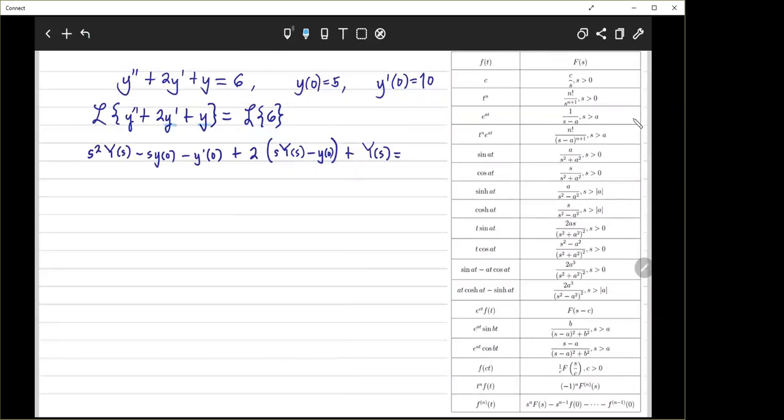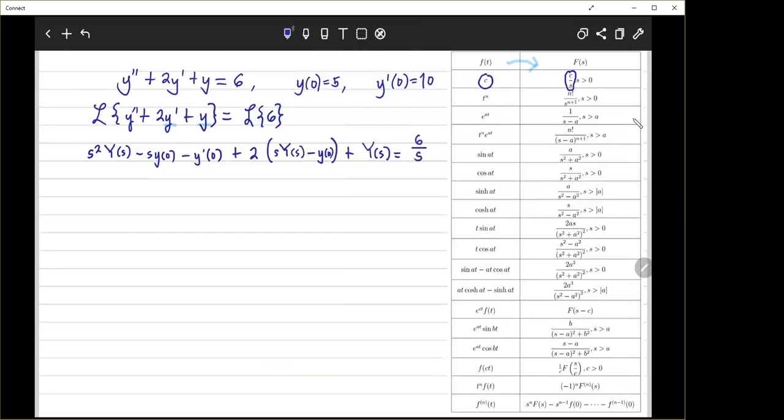So for step 1, we're looking at the table from the left column to the right column. We look for an entry that corresponds to this. So 6 is just a constant. Here in our second row, we have the Laplace transform of c, which is c over s. So therefore, Laplace transform of 6 is 6 over s.